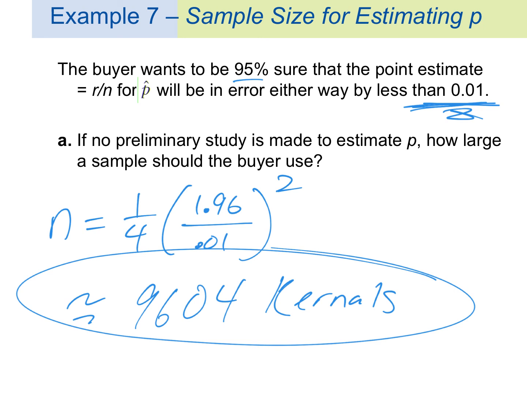But we know when we look for a number of something, everybody, when we look for a number of something, you always round what? Up. This happened to be exact. So if you know nothing about these kernels, if you choose 9,604 kernels and pop them and see how many pop and how many don't pop, it will help you find the true population proportion.